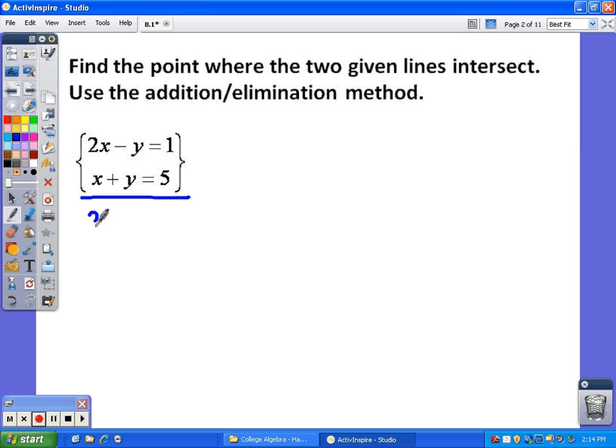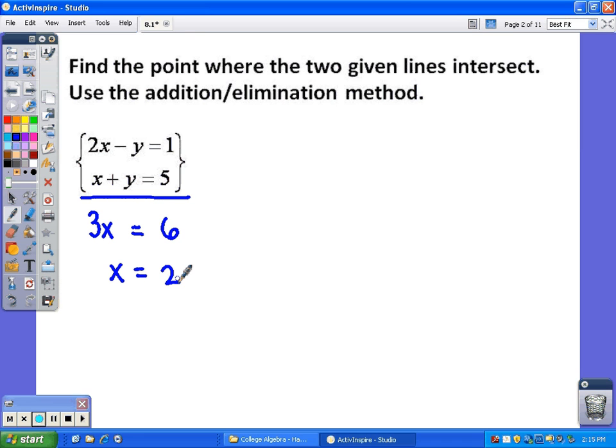2x plus x, of course, is 3x. Negative y plus y, since those were opposite coefficients, they would add to be 0, or in other words, they would be eliminated. That's where the other name comes from. And then 1 plus 5 is 6. And when you add them, you're left with a very simple linear equation to solve. Dividing both sides by 3, we would get x is equal to 2.